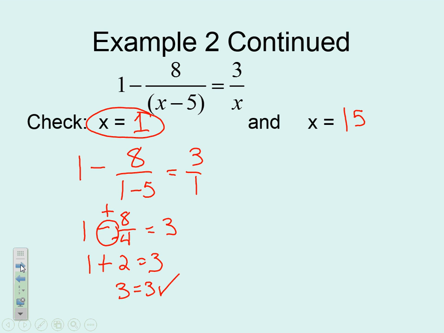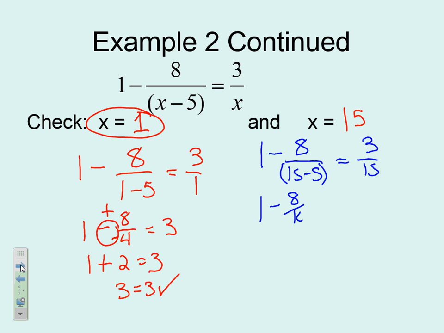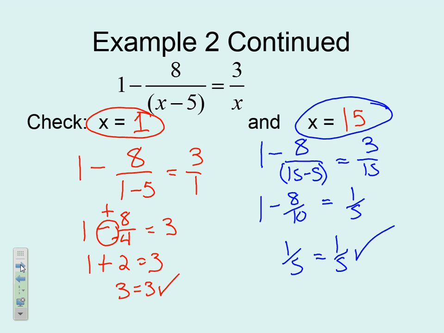We're also going to come over here and check 15. So when you plug that in, we're going to have 1 minus 8 all over 15 minus 5 equals 3 over 15. Simplify, I have 1 minus 8 all over 10, which equals 1/5 if I simplify 3 over 15. When I simplify this, I get 1/5, which equals 1/5. We have a match, x equals 15 is also a solution.